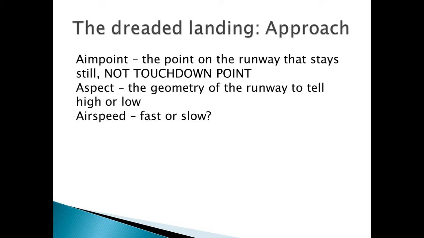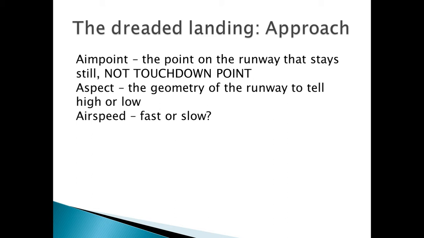The aimpoint is the point on the runway that stays still, and that's not the touchdown point. You pick an aimpoint, and then you keep that point on the same point in your windscreen. That way, when you flare, you're going to be right over the aimpoint.